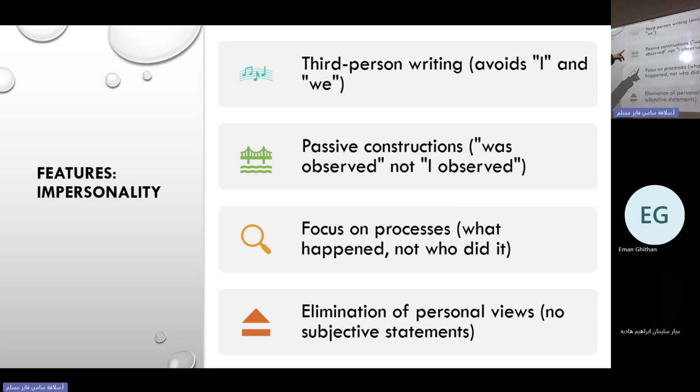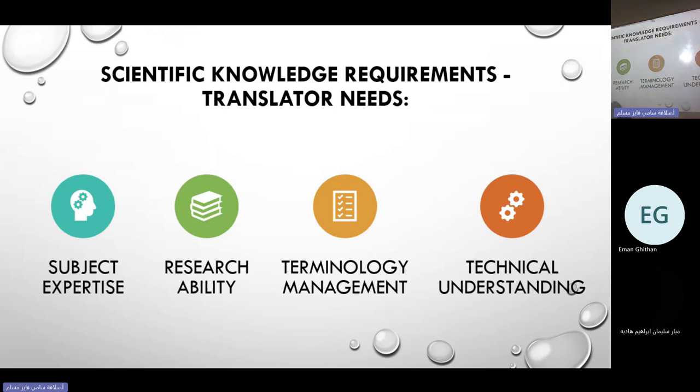Impersonality, third person writing, avoid I or me. The result shows, the experiments provides. Okay? Passive construction زي ما حكينا was provided, not was observed, not I observed. Focus on process, what happened, not who did it, and eliminate personal views. No subjective statement. Be objective, okay? Don't be biased. Yes. Almost there وبعدين بنعمل تمارين. Okay? أي yeah, we got time.